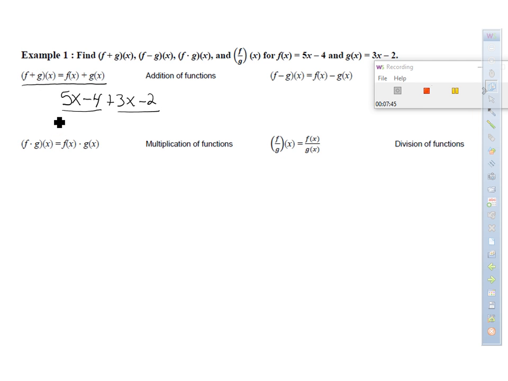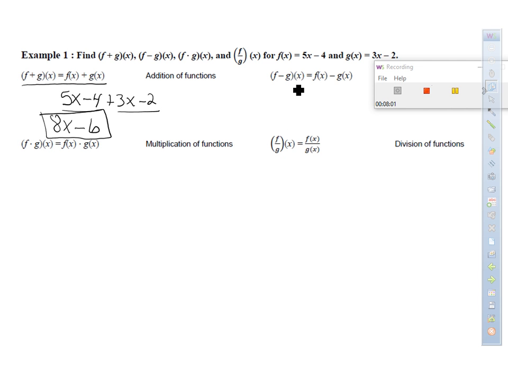Ending answer, 8x minus 6. I don't need to do anything fancy with that because we're done. And there's no fraction. Let's jump over to this subtraction one.